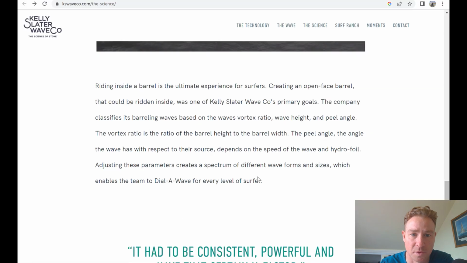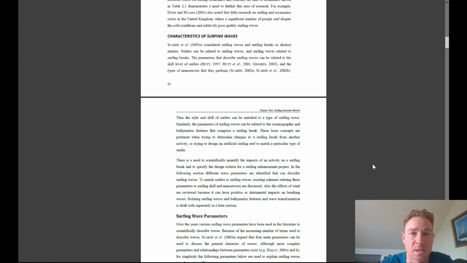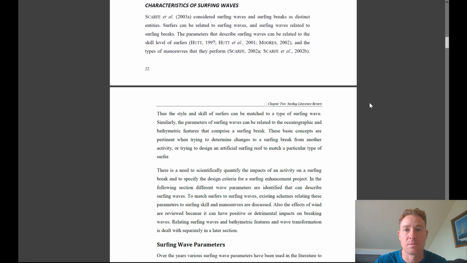I actually pulled up something from Kelly Slater Wave Company. It says right here, the company classifies its barreling waves based on the wave's vortex ratio, wave height, and peel angle. These are all things that we've talked about. And we've talked about the wave gradient or the bathymetry and the orthogonal gradient. These are the things that all these scientists use in order to recreate what we see in the ocean and really understand it better. And how we can use it as a surfer is, the more that we can understand waves, the more that we can possibly predict how the wave is going to break, or at least the higher likelihood we'll have to predict how it's going to break, and therefore we can surf it better or more effectively.